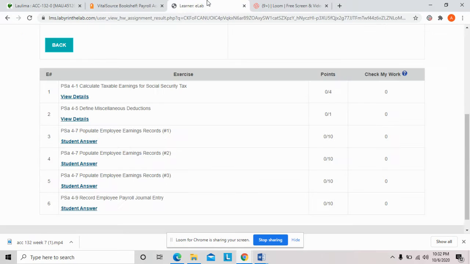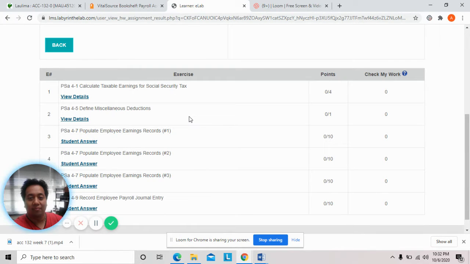If you look at what is assigned, the workload is a lot less than usual. In the past, the practice sets took a lot longer than I thought they would. Labyrinth Learning estimated that it should take less than 2 hours, but I noticed a lot of you took a lot more time than that. So I lightened the workload, and this is what we have today.